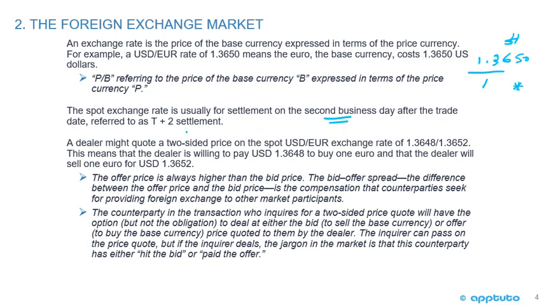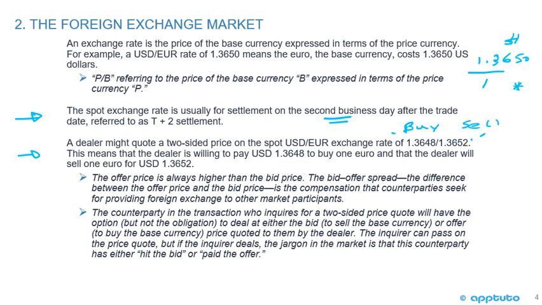I have seen practice questions on that after the trade date, and that's referred to as T+2 settlement. So a dealer might quote a two-sided price on the spot US dollar euro exchange rate of 1.3648/1.3652. This means that the dealer is willing to pay US dollar 1.3648 to buy 1 euro, and that the dealer will sell 1 euro for 1.3652. So that's obviously the buy rate, and that is the sell rate, okay?